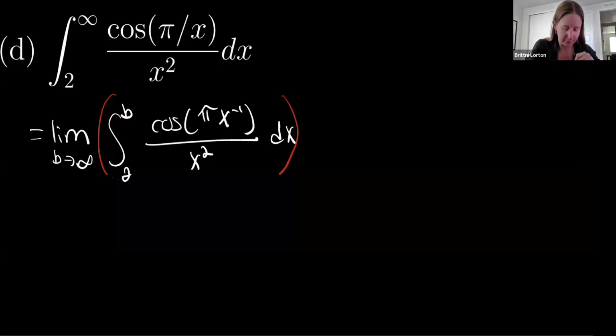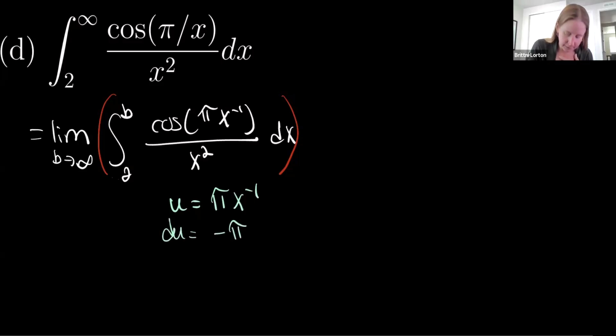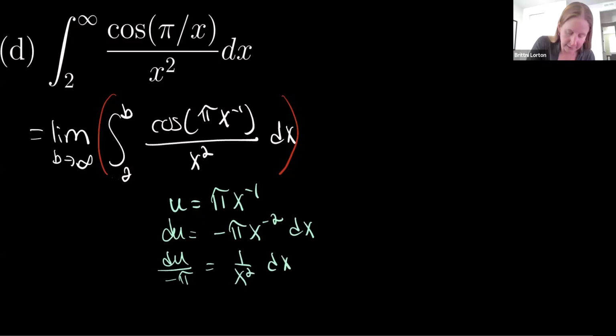So here is another example of where I'm going to need a u sub. Now that we've made it this far in our integration techniques, at this point, it's free game. I could do u sub, integration by parts, trig identities, trig substitution, partial fractions. Anything is fair game now. So all of the integration strategies, we still have to know all of those and keep practicing those. If I were to let my u be pi x to the -1, then du is negative pi x to the -2 dx. And then that would mean that du divided by negative pi is x to the -2 dx.